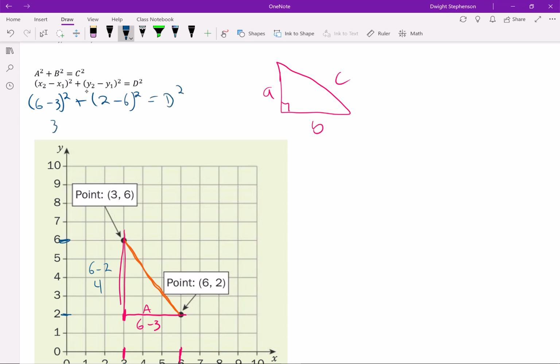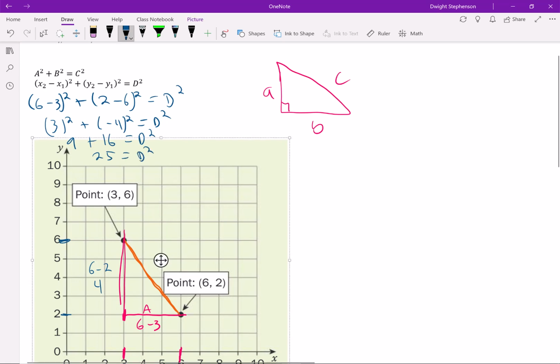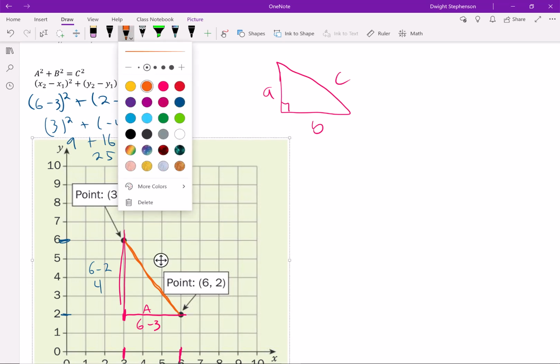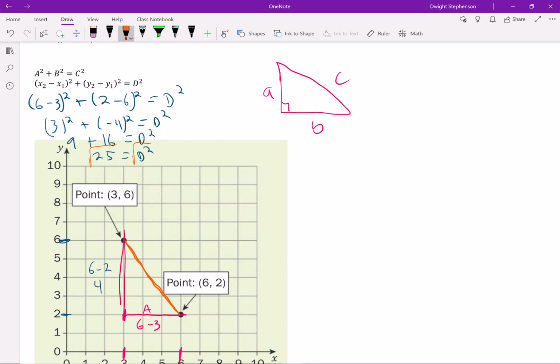If you do this, you get 3 squared plus negative 4 squared equals d squared. So that's 9 plus 16. Remember, squaring a negative gives you a positive. And then 9 plus 16 is 25. Therefore, d squared is 25. In order to actually finish solving this equation, we should take the square root of both sides, right? And then we'll get d equals 5. So it turns out this distance from there to there is exactly 5 units. And it won't usually turn out to be such a nice number as that.